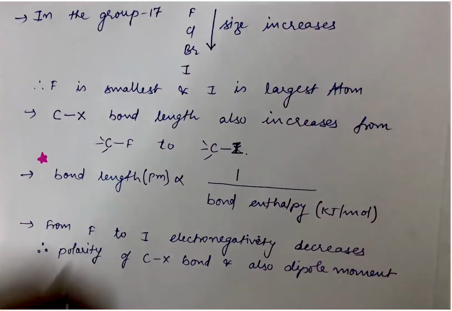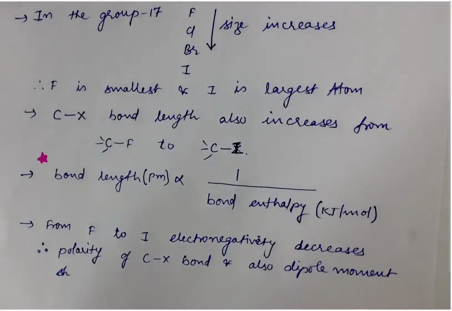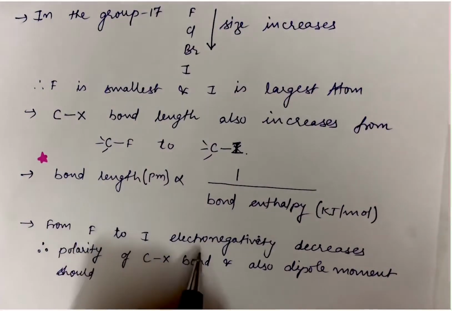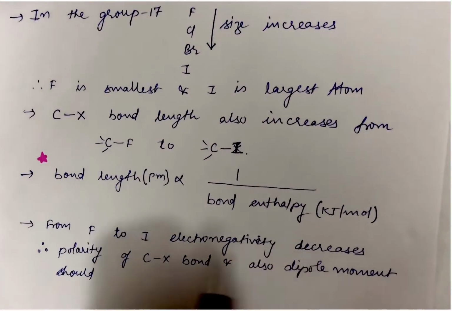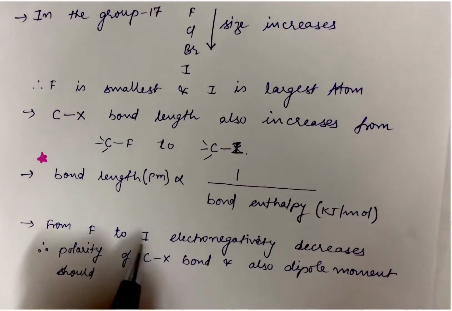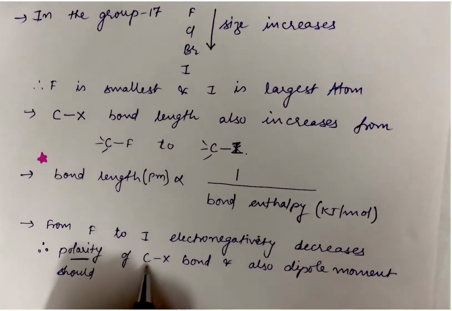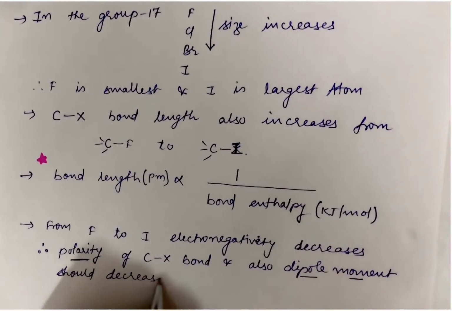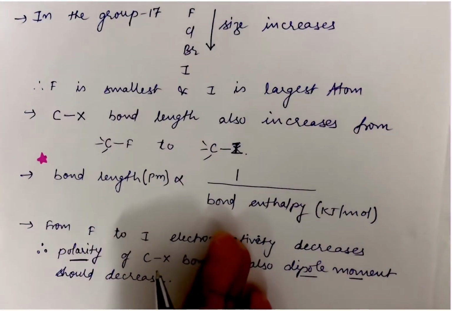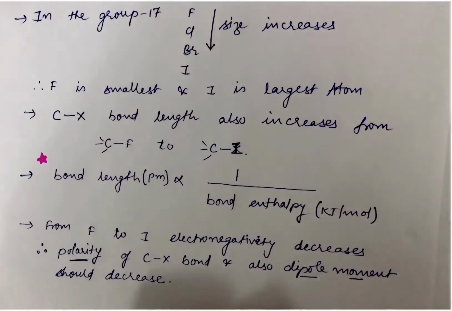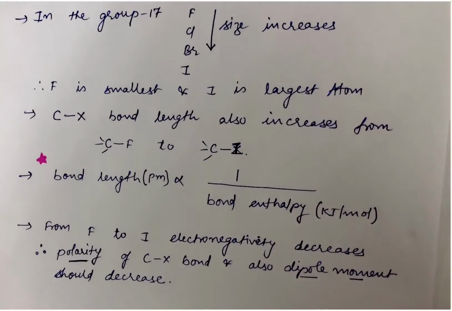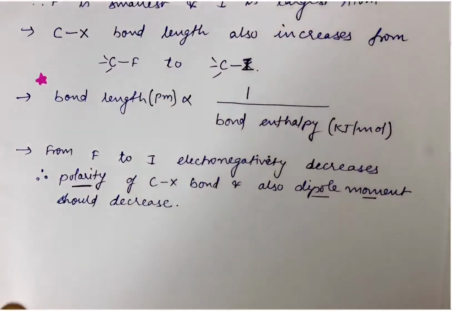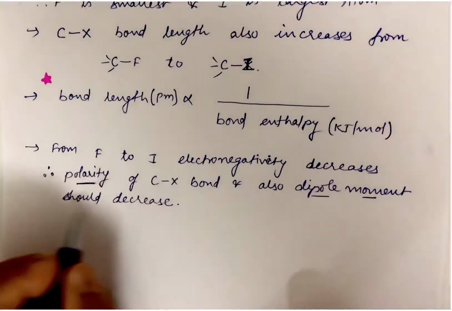What is dipole moment, students? Yeah, it is the product of charge and the distance between the two atoms. Now the point which right now I am discussing is that when electronegativity decreases moving down the group from fluorine to iodine, the polarity of this particular C-X bond and also the dipole moment should decrease, obviously, right? Why it should decrease is because polarity is developed due to electronegativity. Fine. So if the electronegativity decreases between the C-X bond, then the polarity of the C-X bond and also the dipole moment should decrease. Okay, I hope it is understood, students.